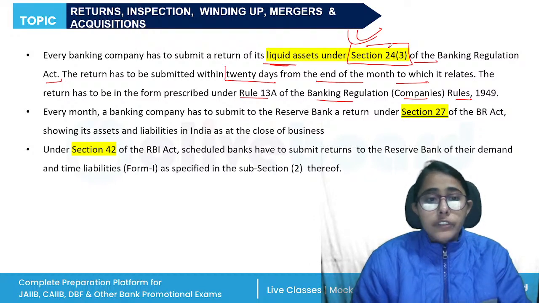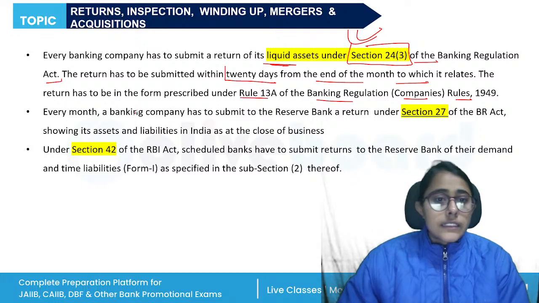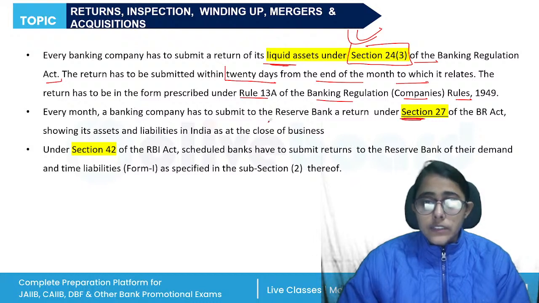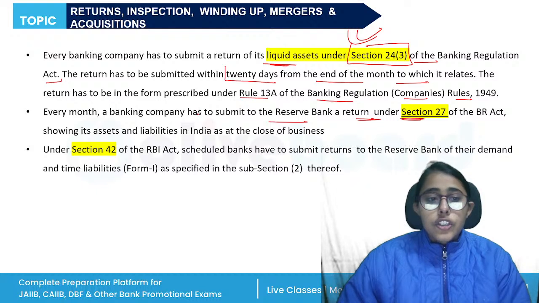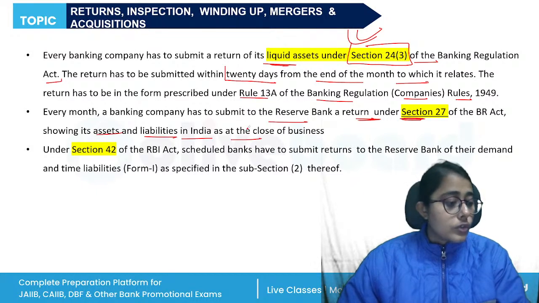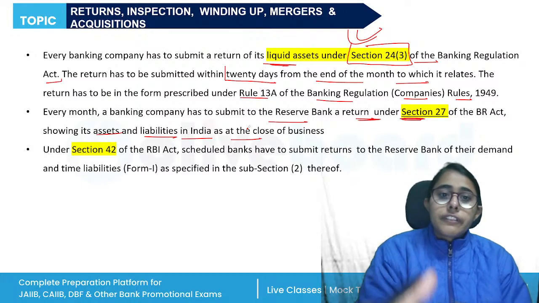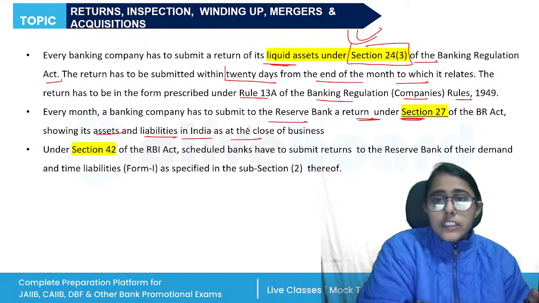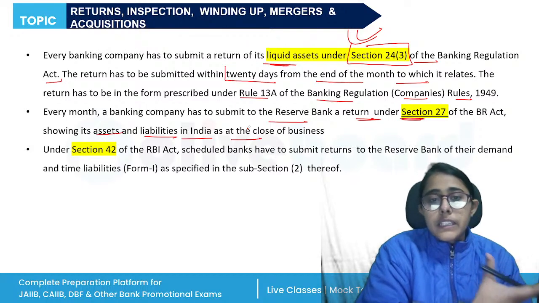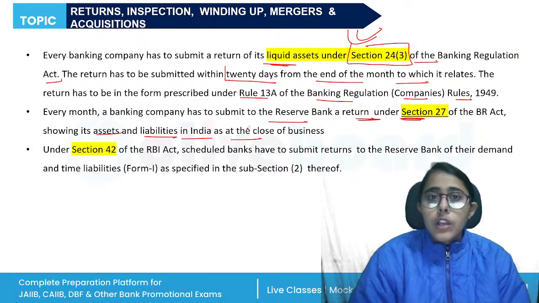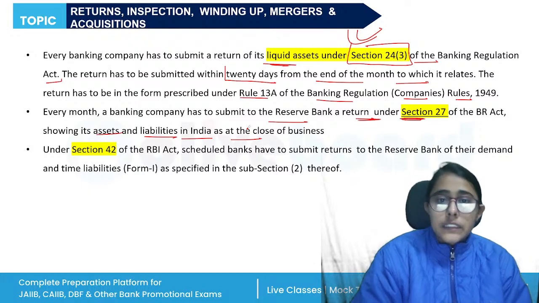Then we also have the monthly returns, right? This is given under section 27, that a banking company has to submit to the Reserve Bank a return under section 27 of the Banking Regulation Act, showing its assets and liabilities in India as at the close of business on the last Friday of the previous month. So every month the banking company will have to submit this return. So it is a monthly return.